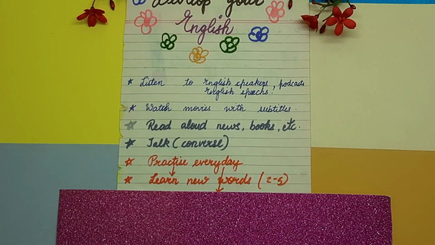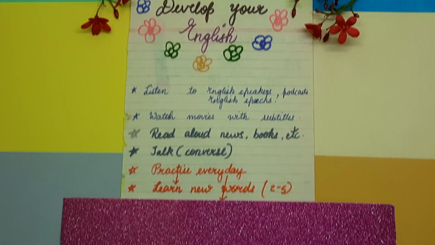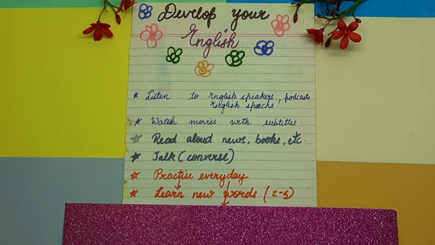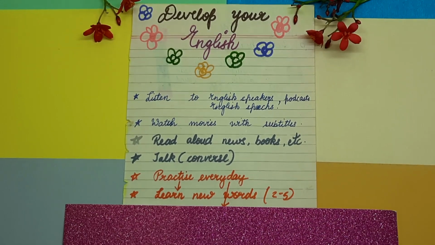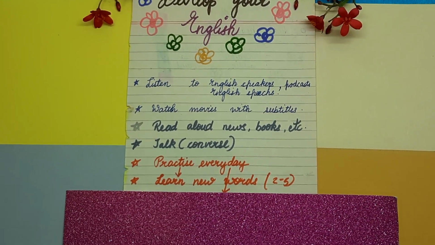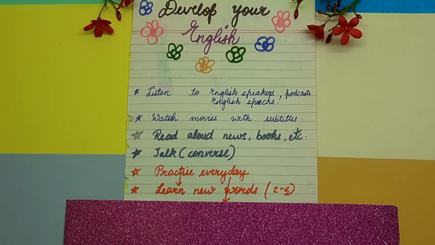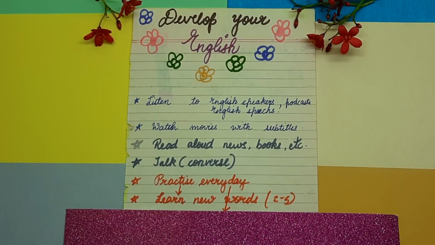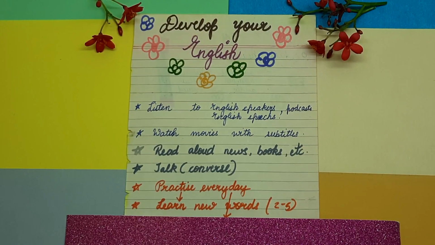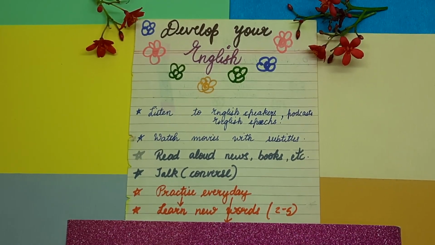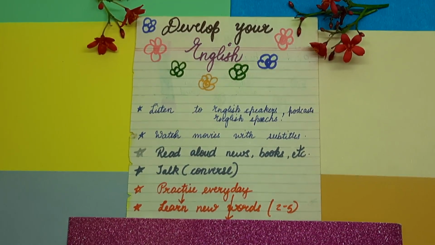Tip number 6 is learn new words. Learning new words is extremely important because it gradually helps you with your writing skills and conversation both. Learn new words, it doesn't matter whether it is 2, 5, or 10, depending on your capacity to learn. Learn 2 words at least if you're not able to learn more than 2. Or you can go on with 5 or 10, the capacity you have.